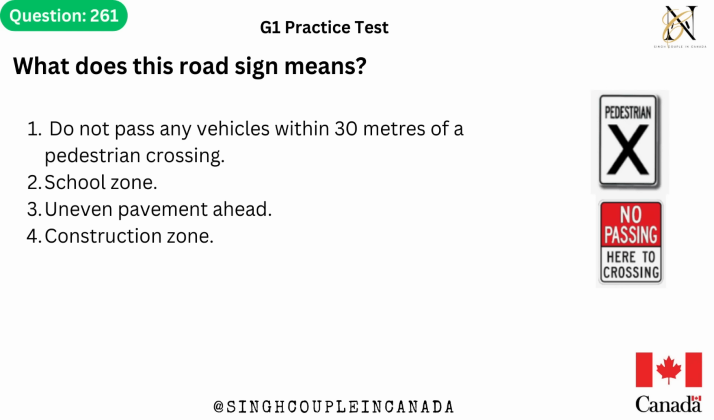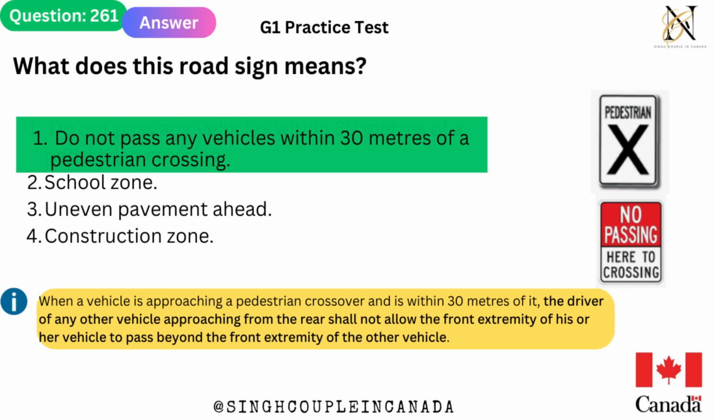What does this road sign mean? 1. Do not pass any vehicles within 30 meters of a pedestrian crossing. 2. School zone. 3. Uneven pavement ahead. 4. Construction zone. The answer is 1. Do not pass any vehicles within 30 meters of a pedestrian crossing. When a vehicle is approaching a pedestrian crossover and is within 30 meters of it, the driver of any other vehicle approaching from the rear shall not allow the front extremity of his or her vehicle to pass beyond the front extremity of the other vehicle.